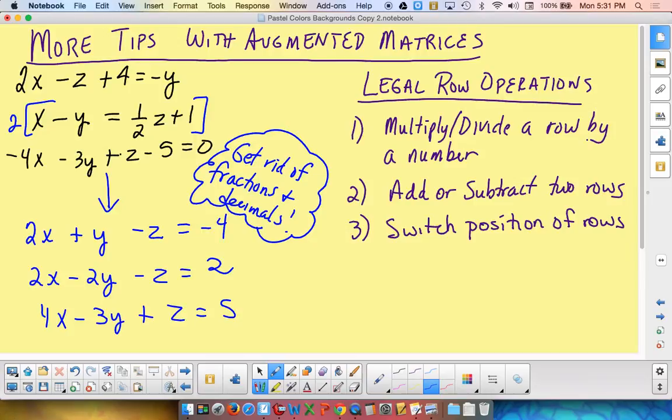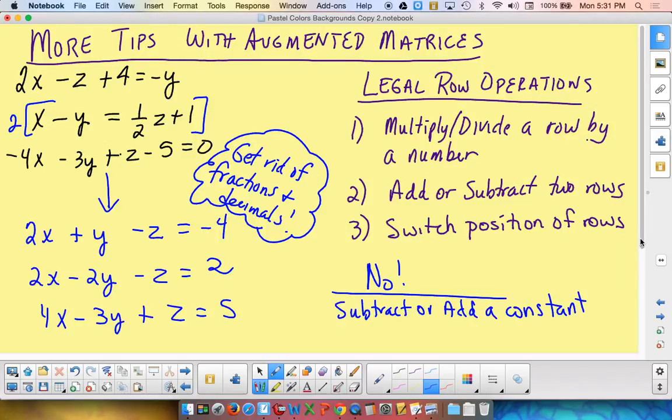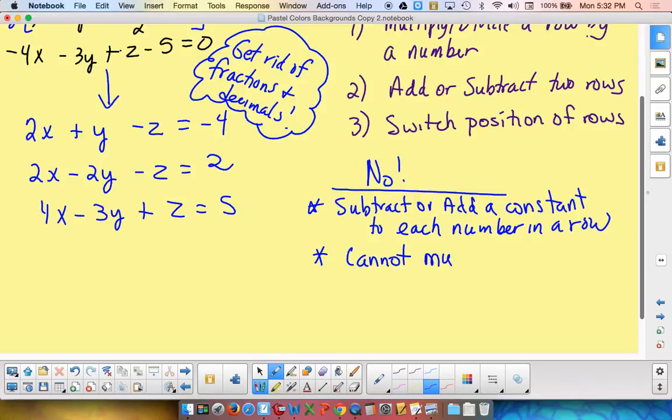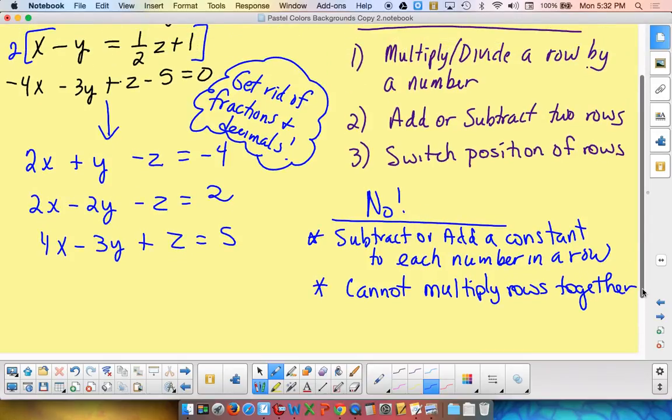That's bad. So I guess I should be making a list here. So you cannot add or subtract a single number, like adding 5. And you also cannot multiply rows together. I have no idea why you would ever attempt to divide them. Essentially, ask yourself, if I can do it when I'm doing elimination, can I do it here? And that's what's allowed.